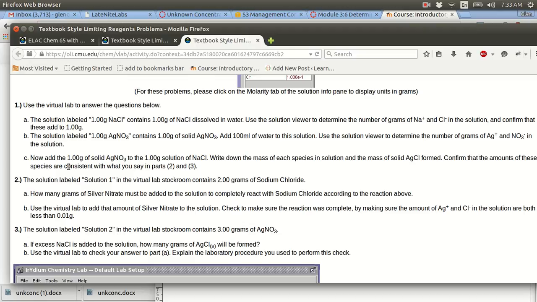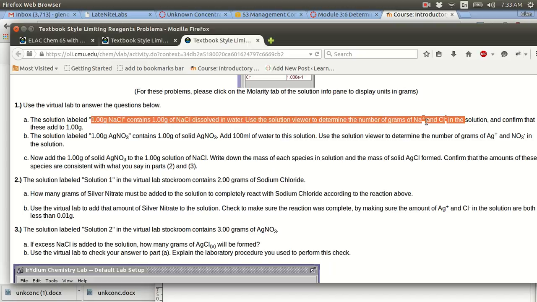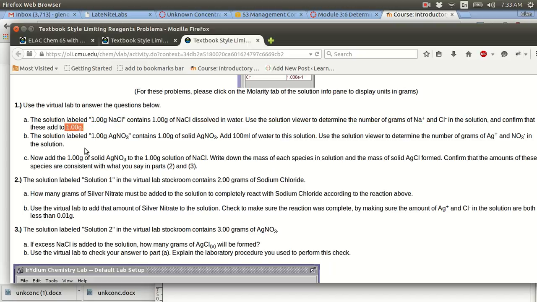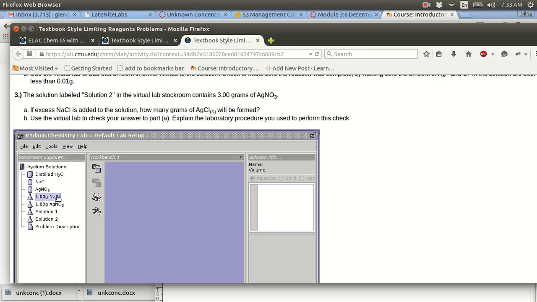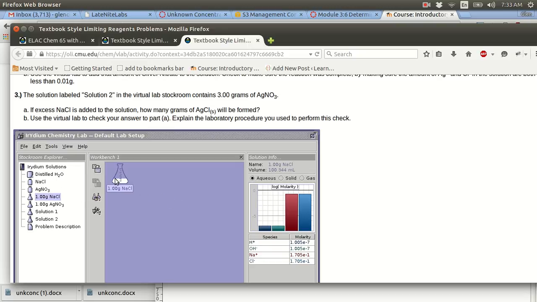All right, let me show you how to use the tool, the virtual lab. It needs Java, and this is why you must try the lab in Firefox instead of Chrome. Number 1, the solution labeled 1 gram of NaCl. I must verify that the Na plus and the Cl minus add up to 1.00 grams. So, 1 gram NaCl, there it is.